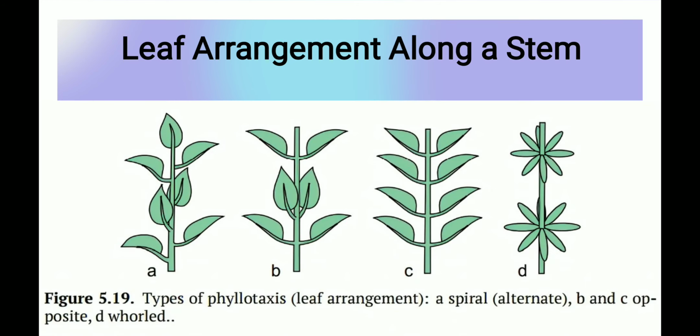And then we also have leaf arrangement. We can see here the types of phyllotaxis. In letter A, that's spiral. In letters B and C, that's opposite. And then letter D, that's whorled.